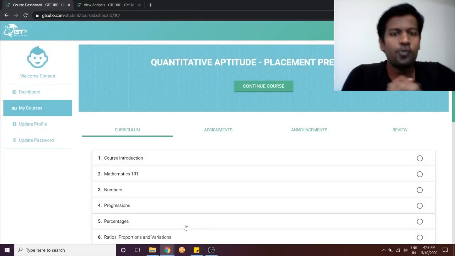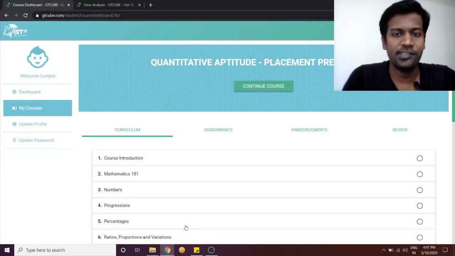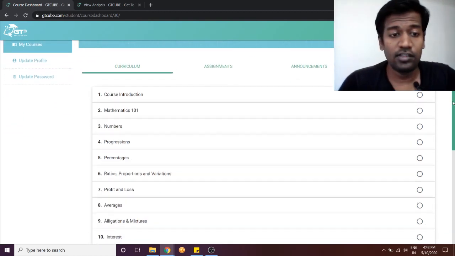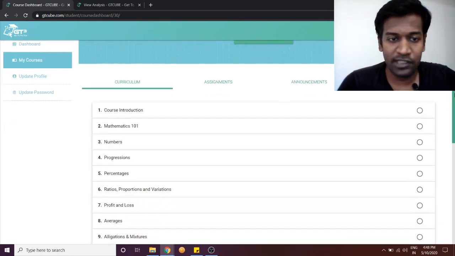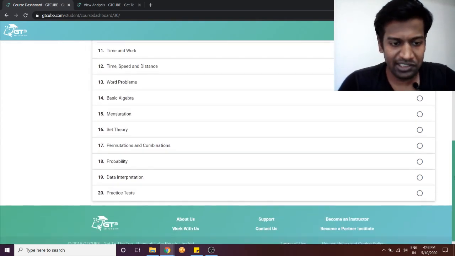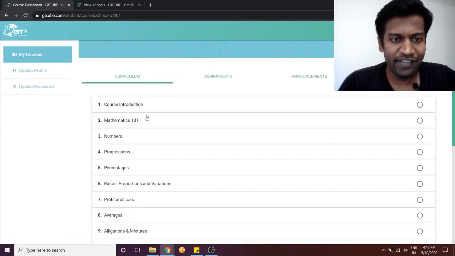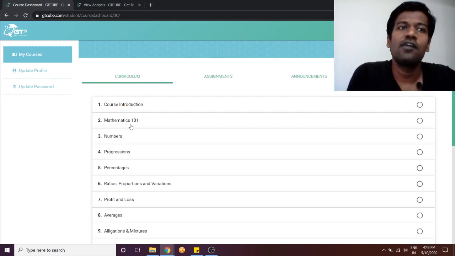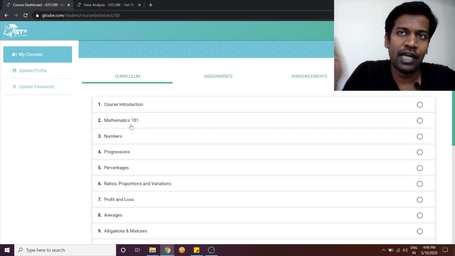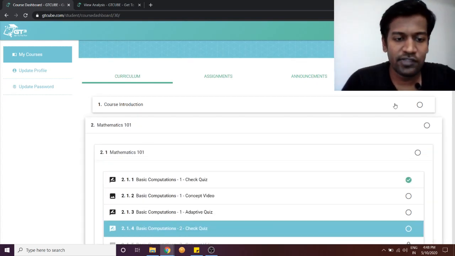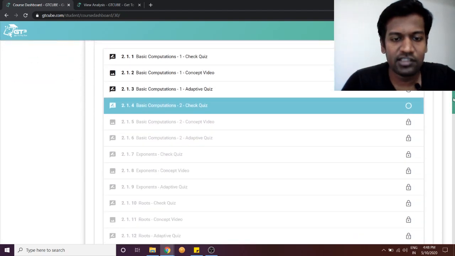So as we were talking about this philosophy of mastery of concept, let's take a simple example course to show what we are talking about. Let's say this is a course on quantitative aptitude. This is the entire curriculum. Let's look at a very basic thing, as we said. We start from the very basics to make sure that we are covering everything that is required to know the advanced topics. So Mathematics 101 is that basic course which will talk about basic computations.